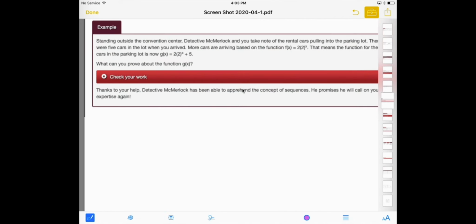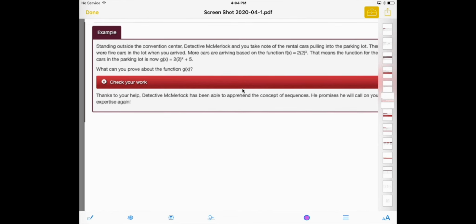And here we have our example at the bottom of the page. Standing outside the convention center, Detective McMurlock and you take note of the rental cars in the parking lot. There were 5 cars in the lot when you arrived, before you got there. More cars were arriving based on the function 2 times 2 to the power of x. That means the function for the cars in the parking lot is now the both of them combined, with the plus 5 at the end. What can you prove about this function?